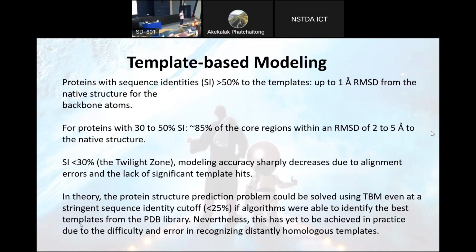Okay. Theoretically, you should be able to get at least a decent model, even at the level of 25% sequence identity, but practically it hasn't been achieved. Okay. So I think the take-home message is if you have more than 50% sequence identity between your query and one of the solved structures, you can easily use template-based modeling to get a more accurate structure.